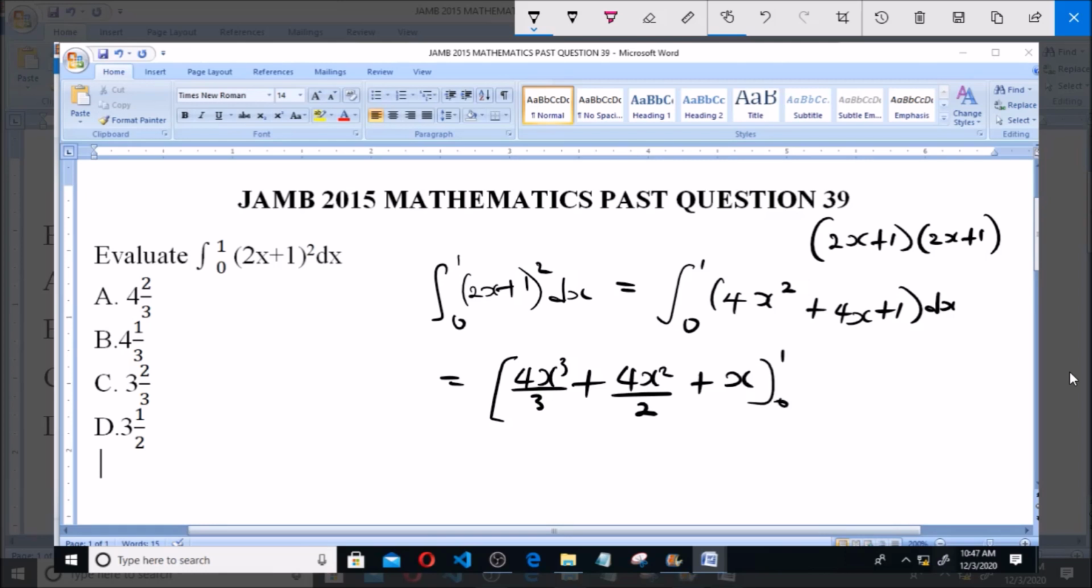Now what we did here was that, if you have x raised to the power of n, integrating x raised to the power of n is equal to x raised to the power of n plus 1 all over n plus 1. That was the same thing we did here. So for 4x squared, that will give us 2 plus 1, which is x raised to the power of 3 all over 2 plus 1, which is 3, and the same thing applies here.